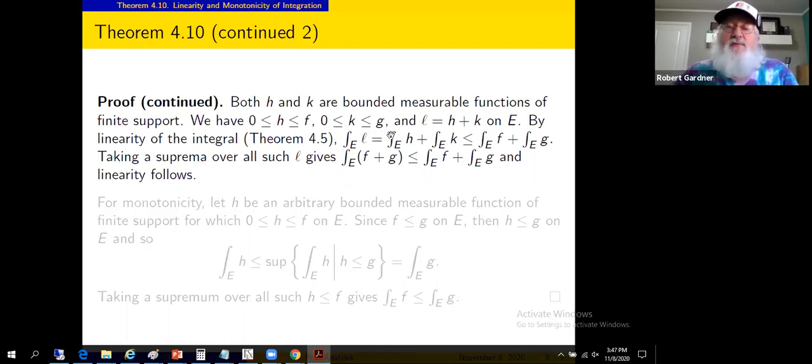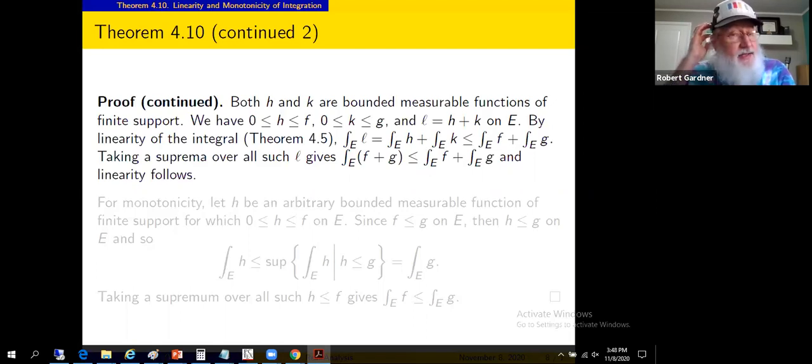So there's a synopsis of what we had. We also have L equals h plus k. That's how we started, actually, was with the L function. By linearity of the integral, theorem 4.5. So that would be linearity in the previous class, what I was calling class 1 functions. Remember, h and k are class 1 functions, effectively. The integral over E of L, that is the integral over E of h plus k, is the integral of h plus the integral of k. So there's where the linearity is being used right there from class 1.